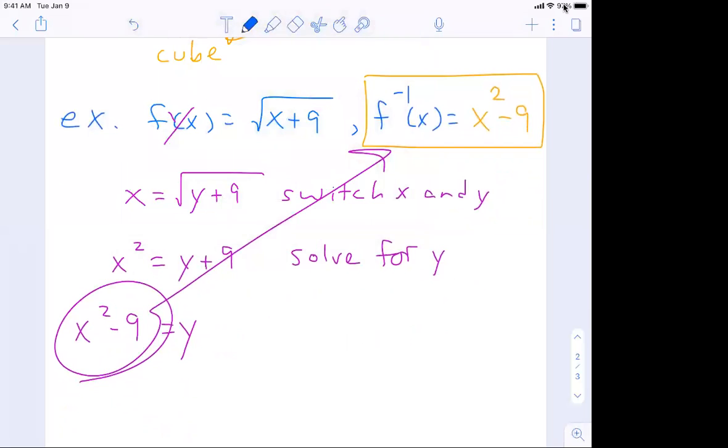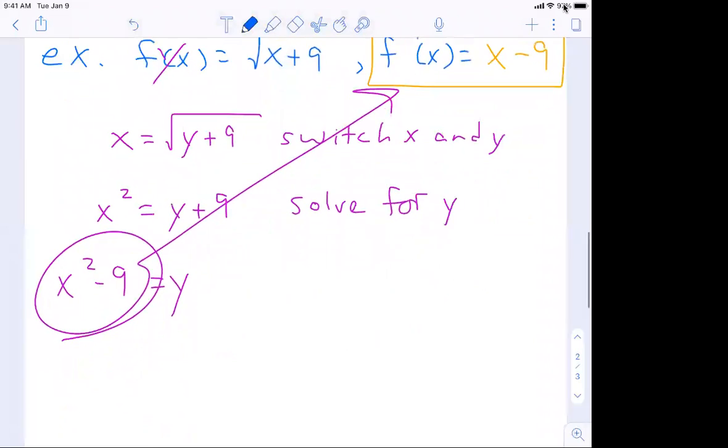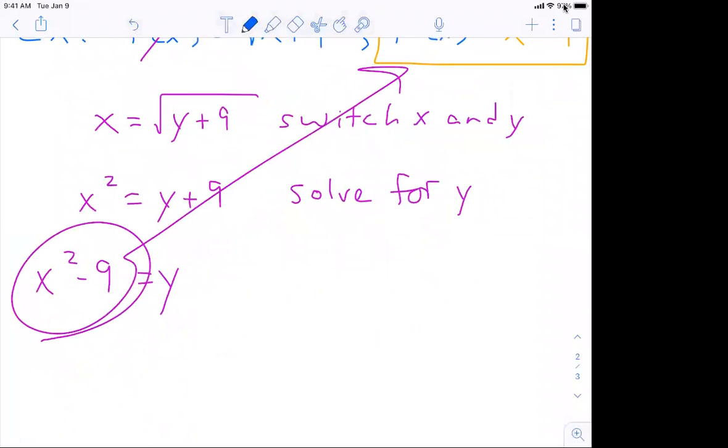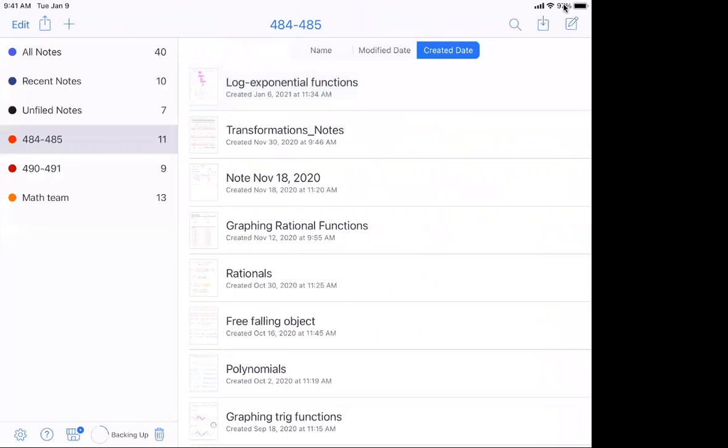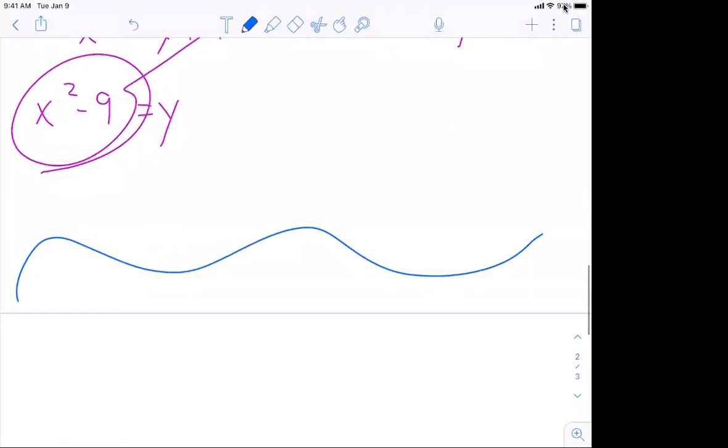All right, so that's what inverse functions do. Now, here's why I introduced inverse functions when our topic here is log and exponential functions. All right, I'm going to write some stuff. You don't need to write this down because I'm going to erase it in just a second.